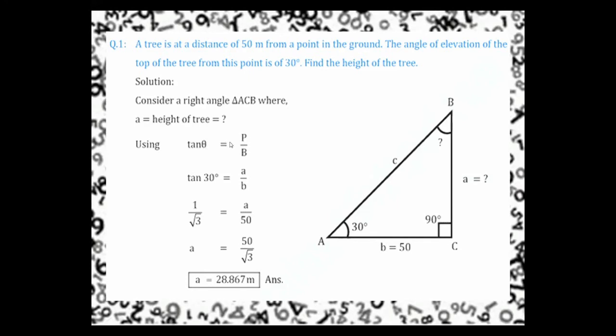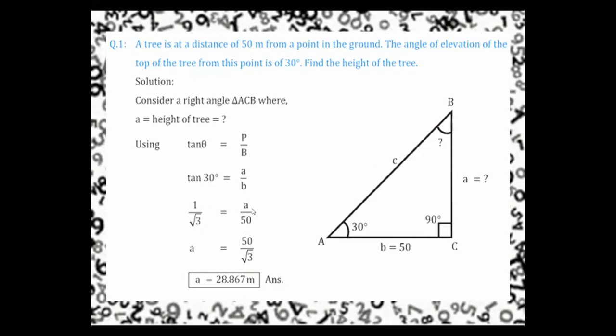So for finding the height of the tree, meaning A, the perpendicular, we use tangent theta is equal to perpendicular upon base. Here P, or A, is unknown. Now we will put the values instead of theta. We put 30 degrees. Tangent 30 degrees is equal to, instead of perpendicular we put A, instead of base we put B. Now put the value. Base is 50, and we know that the value of tangent 30 is 1 upon under root 3.